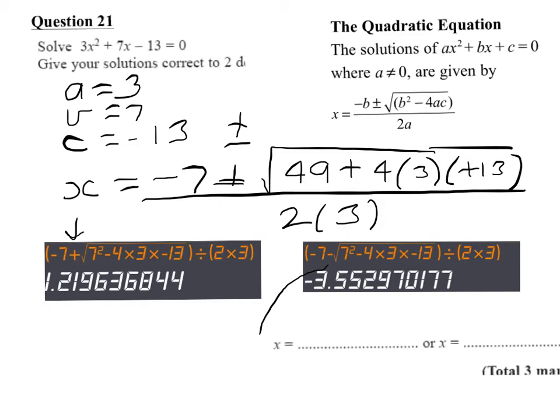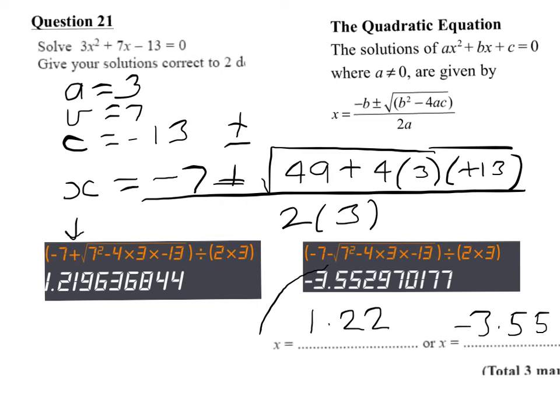So with that in mind, you still have to round off to 2 decimal places. So 1.219 will round to 1.22, and minus 3.55 will, with the 2 being the next number, will stay as minus 3.55. And that's the answers to those questions for another 3 marks.